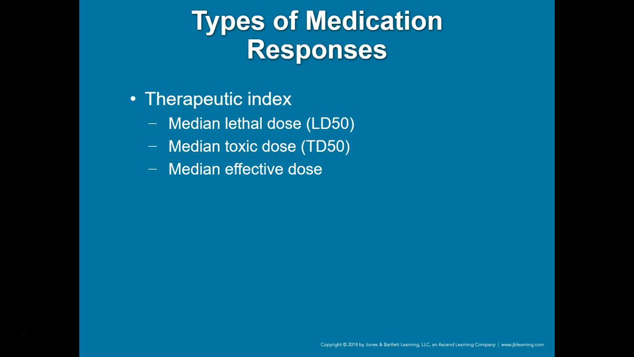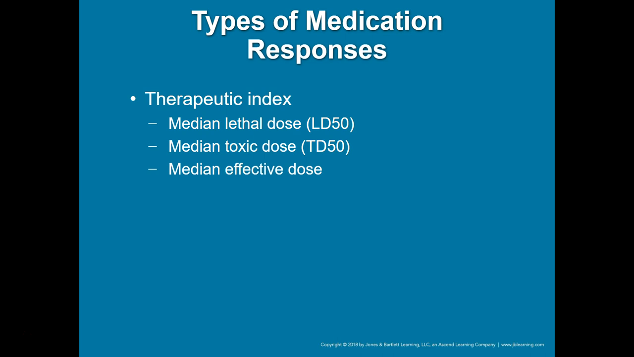All right, therapeutic index. The median lethal dose kills 50% of the population. So, say 10 grams of medication X kills 50% of the population. Well, there you go, that's our median lethal dose. Maybe 5 grams of medication X causes a toxic dose where they have toxic effects. Maybe they don't really die, but they have toxic effects. So there's our median toxic dose.